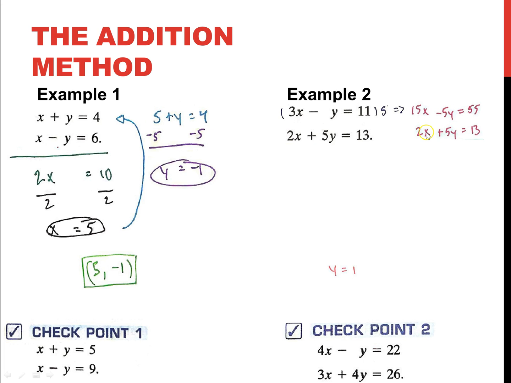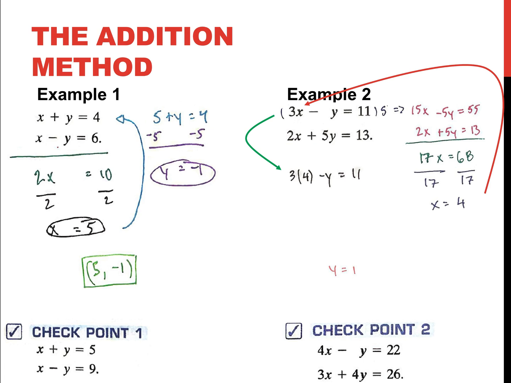I have negative 5y and positive 5y. So 15 plus 2 is 17, and 55 plus 13 is 68. I didn't realize it until I checked with my calculator, but 68 divided by 17 is equal to 4. And we have a spoiler alert with this, y is equal to 1, so let's get there. I'm going to plug that 4 into the first equation, and I get 3 times 4 minus y equals 11. 3 times 4 is 12. Subtract the 12 from each side, I have negative y is equal to negative 1. So if negative y is negative 1, then the opposite of y is negative 1, then y must be positive 1. There's our little spoiler. And I have x and I have y, so I have a coordinate 4 comma 1.